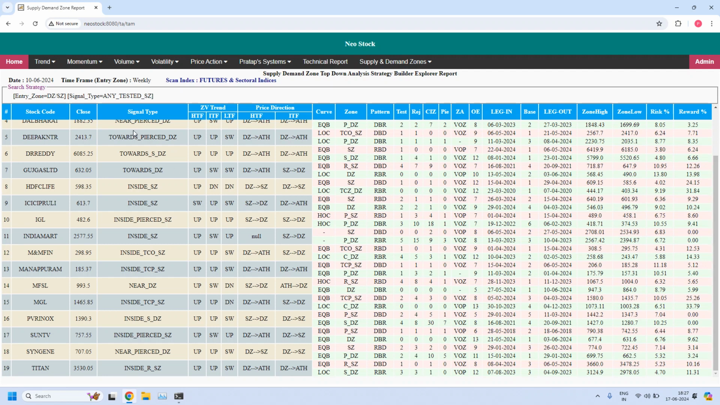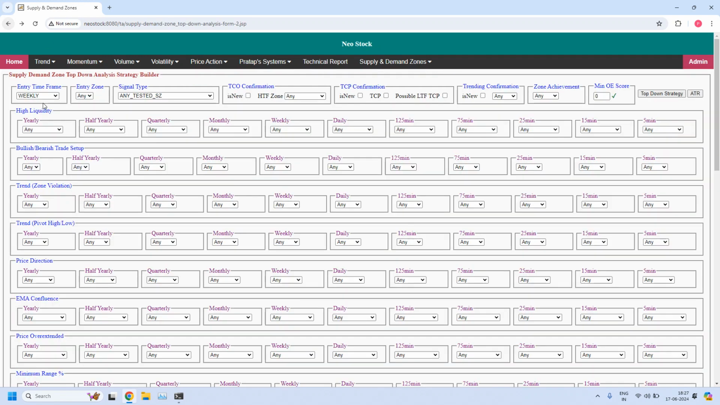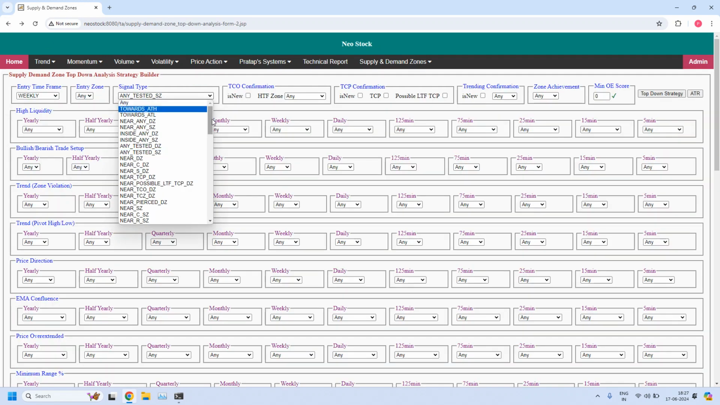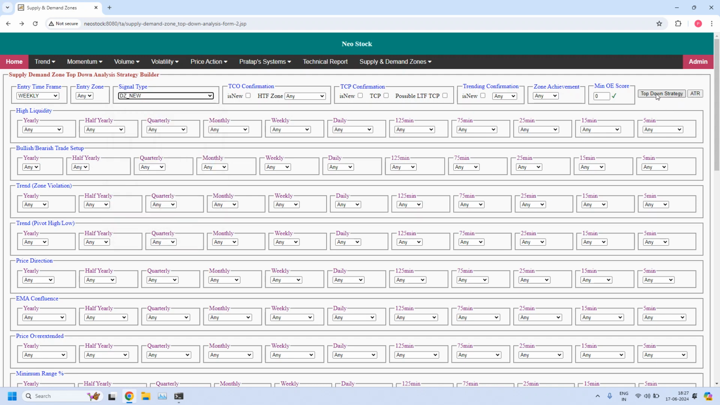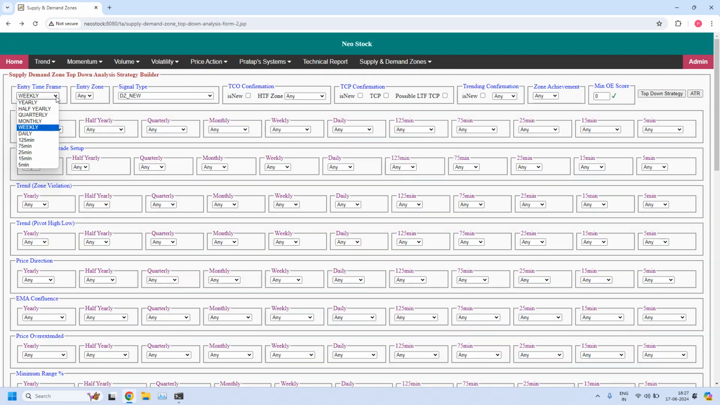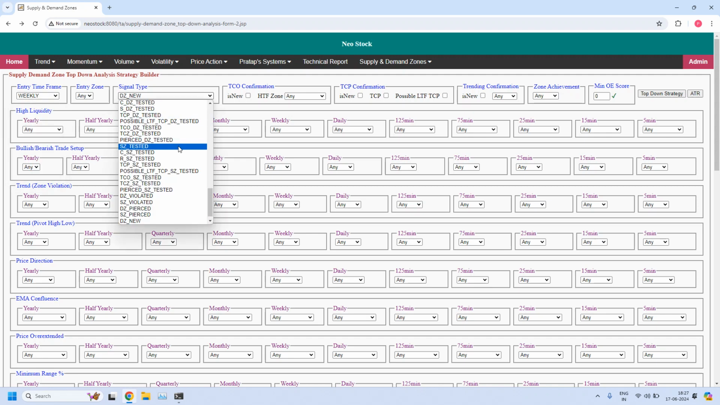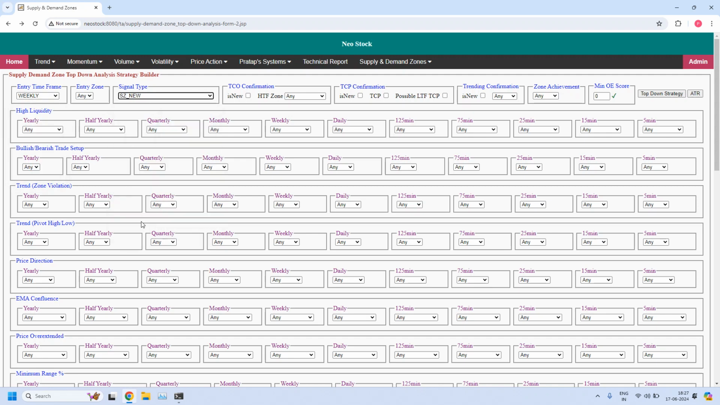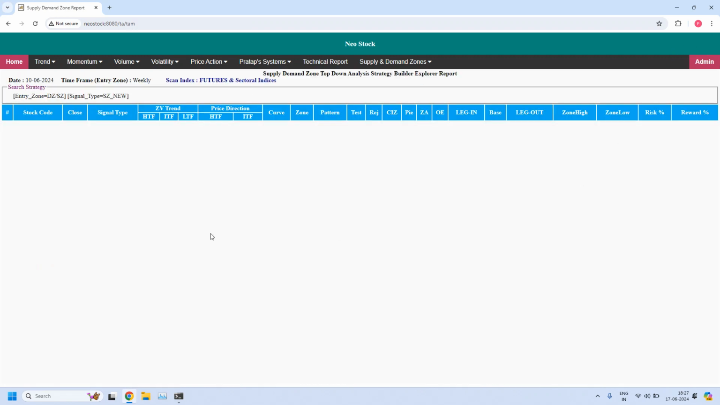Next, we will find newly created zones. For weekly time frame, let us find the stocks having newly created weekly demand zones. Only one stock is having a new zone. Okay, now let me go back. For weekly time frame, let us find the stocks having newly created supply zones. So no supply zones are created during this week.